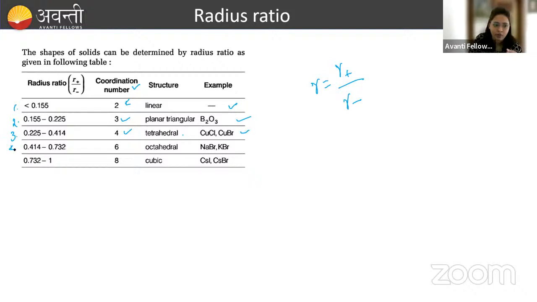If it is between 0.414 and 0.732, its coordination number is 6 and it is octahedral, that is NaCl, NaBr, KBr, and so on. Next, if it is between 0.732 and 1, then its coordination number is 8 and it has a cubic structure, and examples are CsCl and CsBr. So this information is again very, very important. Make a table, make a chart of the solid state. There are certain charts in this.